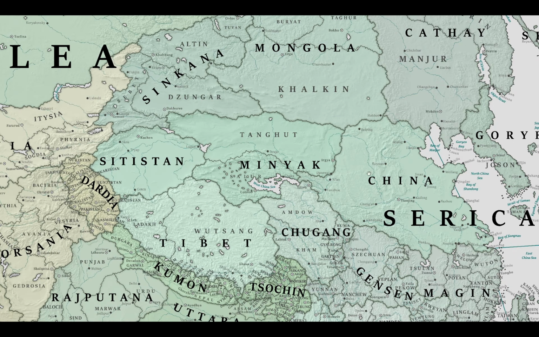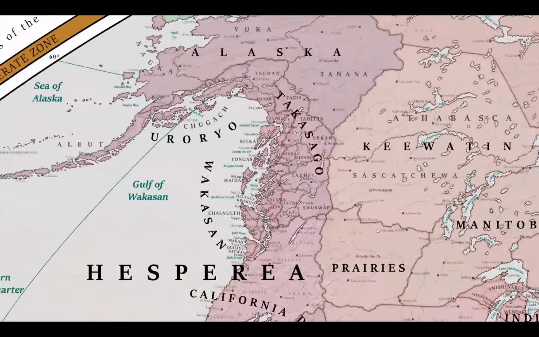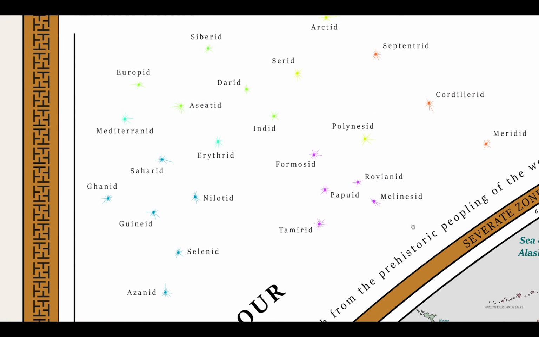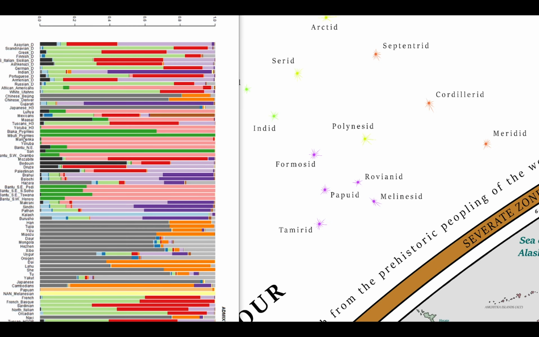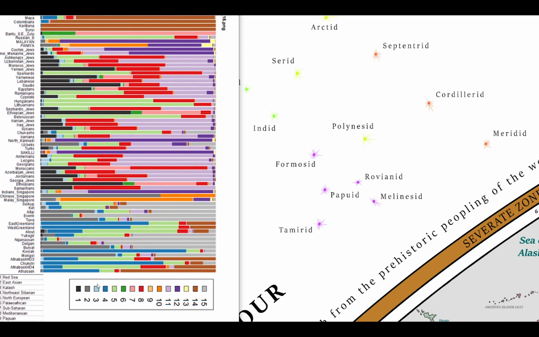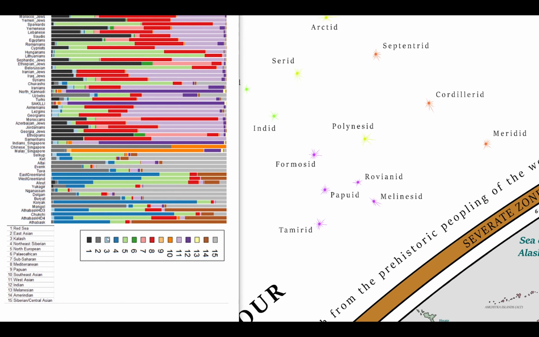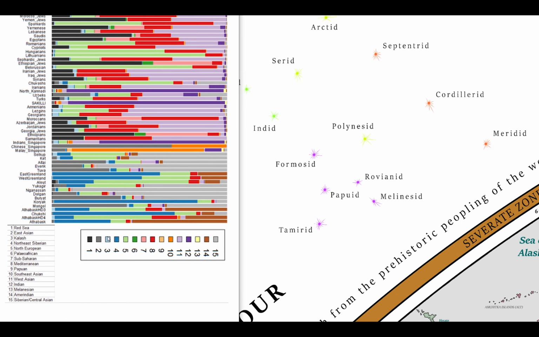Because people over-fetishize the differences between North Africans and West Asians and Europeans, and they completely miss the fact that there's more genetic diversity and divergence in Sub-Saharan Africa and Oceania. Right, which this represents in the blue and the purple. Yeah, I did come up with these names.